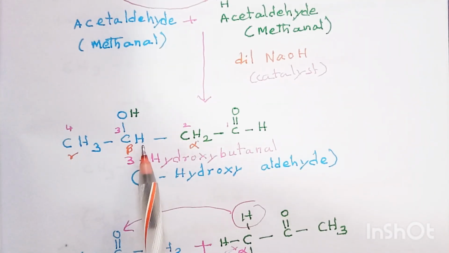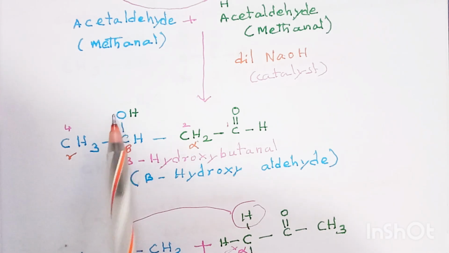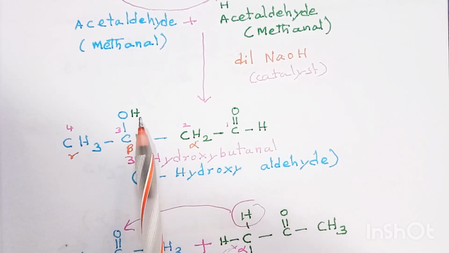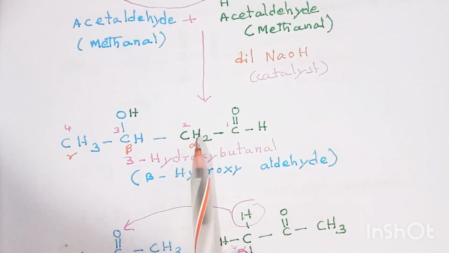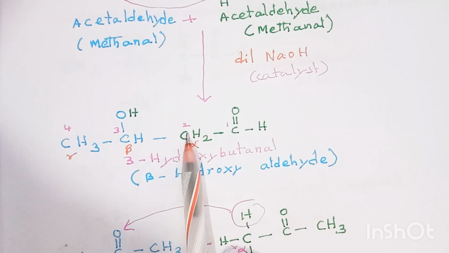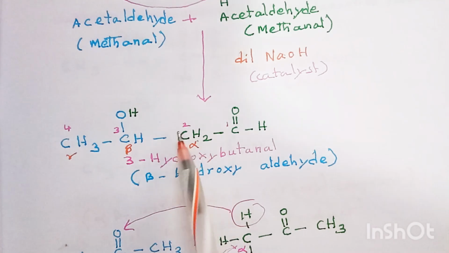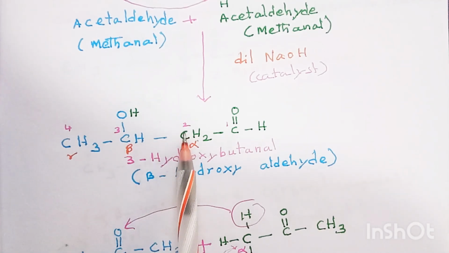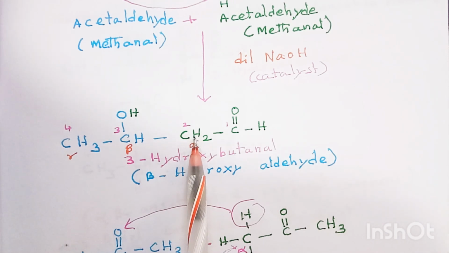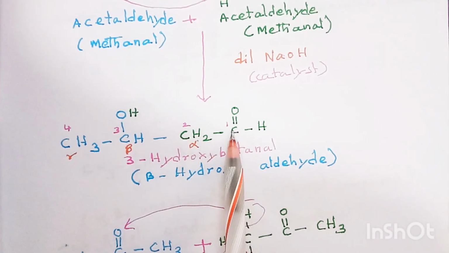CH3 CHOH. Please note that this O is written in blue ink and this H is written in green ink. H is from the second molecule of acetaldehyde. After giving out an alpha hydrogen, this carbon is left with two atoms of hydrogen, so it is represented here as CH2. So this carbonyl carbon is attached to the alpha carbon of the second molecule of the acetaldehyde to give us CH3 CHOH CH2 CHO.